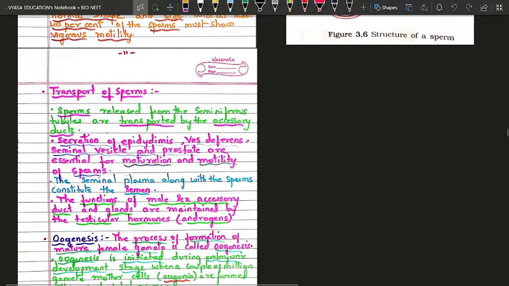So what is semen? The ejaculation of sperm we cannot see, because sperms are microscopic, so they are present in the semen. Semen analysis is done to check how many sperms are present and how many are motile. The seminal plasma along with the sperms constitutes the semen. This is very important. The functions of the male sex accessory ducts and glands are maintained by the testicular hormones called androgens.